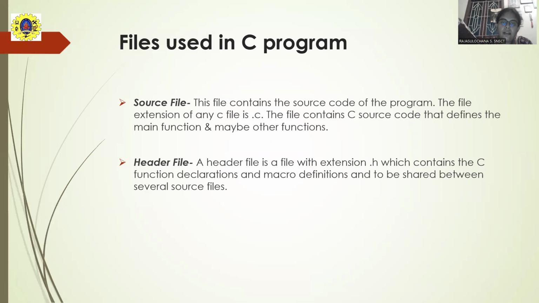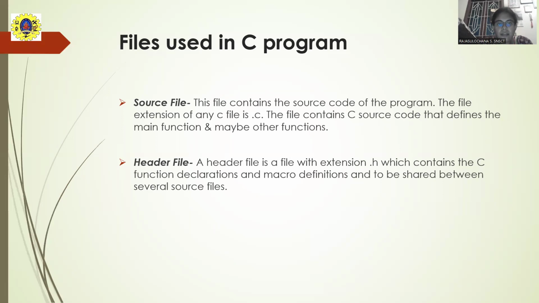Apart from this, we have source files and header files. The source file has the extension .c. If you see a program, the C program is saved with the extension .c, filename.c. This is called the source file. The entire file that we are saving is called the source file, which means the file contains C source code that defines the main function and other functions that are used.